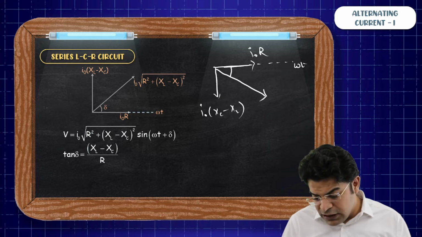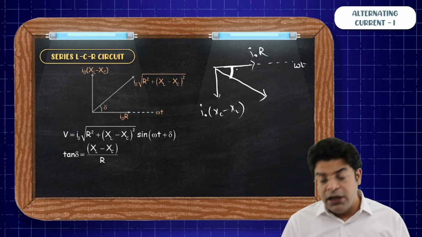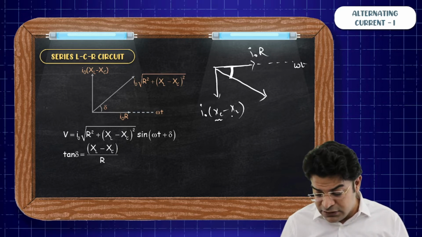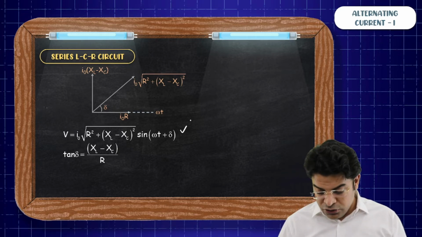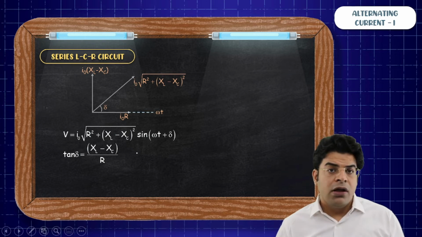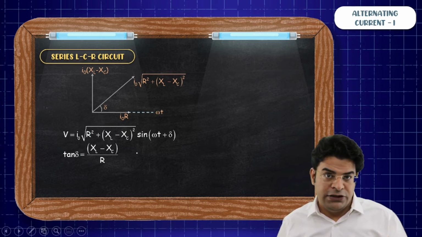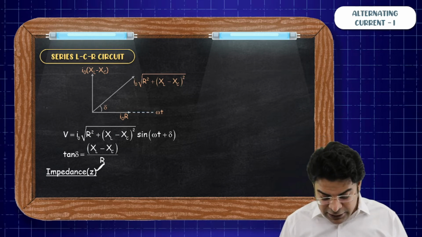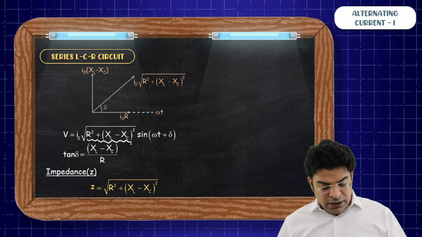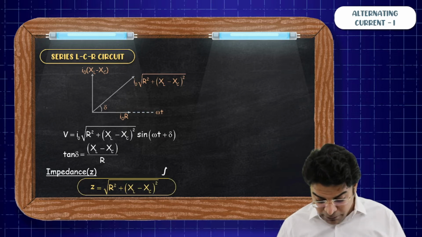So the potential will lag behind the current, given that XC is greater than XL. So you need to remember these two things. Now we are going to define a new quantity which is called impedance. And we say that the impedance, represented as Z, is nothing but under root of R square plus (XL minus XC) whole square, and you need to remember this.